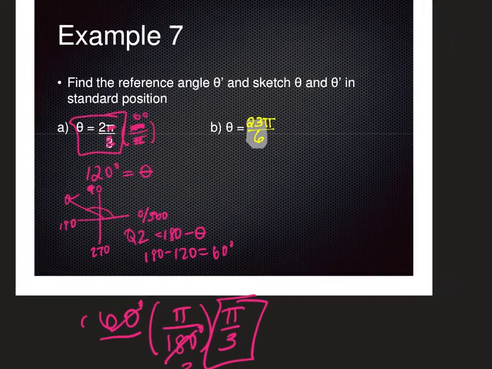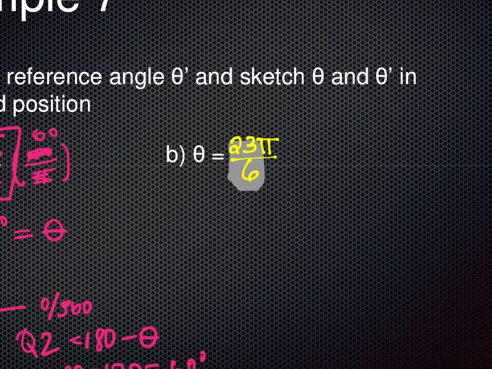If I look at the second one, I don't know where that is on the unit circle. So I'm going to go ahead and convert it real quick. The pi's cancel out. How many times does 6 go into 180? 30. All right. What's 23 times 30? It should be like 690. Is it 690?